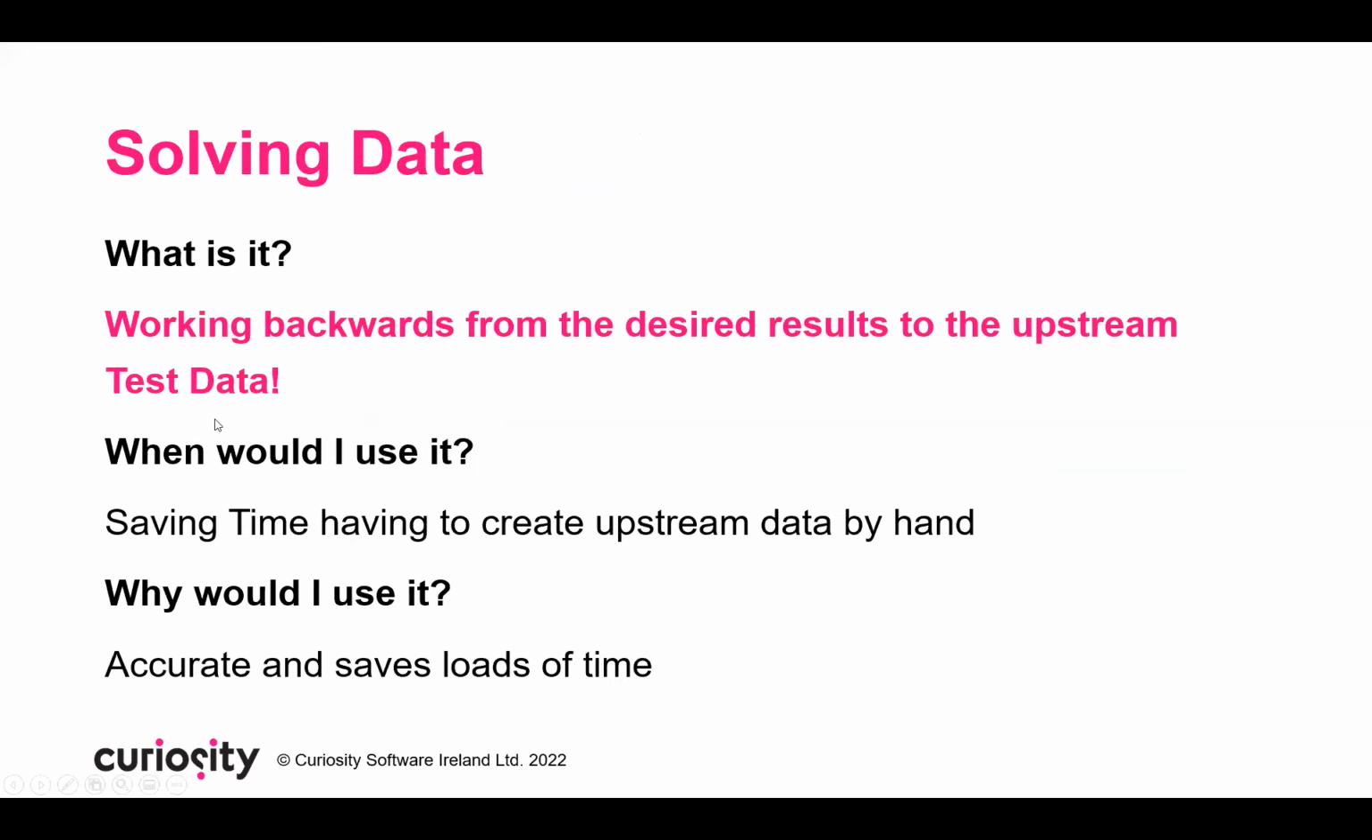The next thing I'm talking about is solving data. I think I might have talked about this before, but it's a very powerful little beast. This is working backwards from the desired results to the upstream test data. If it's anything to do with numbers, where you're trying to do some kind of calculation, to get a final price or something like that, what you're trying to do is work your way back up. So when would you use it? It saves time having to create upstream data by hand.